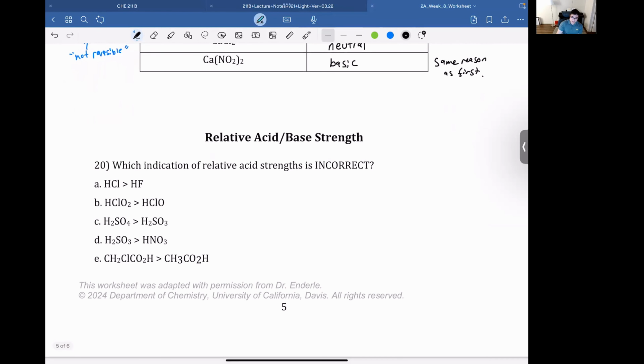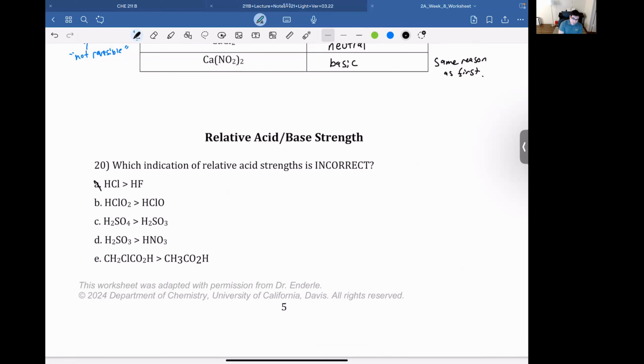Question 20, it says, which indication of relative acid strengths is incorrect? HCl is bigger than HF. So that's true because HCl is a strong acid, HF is a weak acid. The reason why is HF is more electronegative. It wants to hold on to that proton a lot more than Cl does. So A is correct.